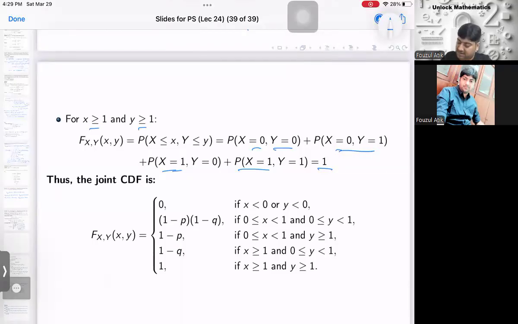And if we write it in a final version, the joint cumulative distribution function of xy is that.